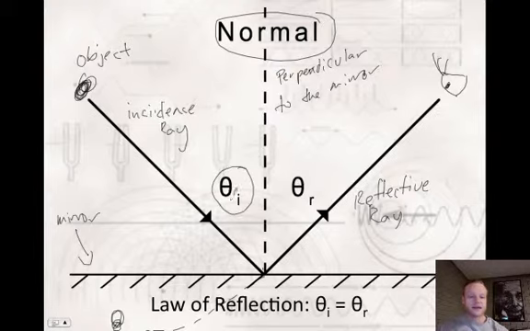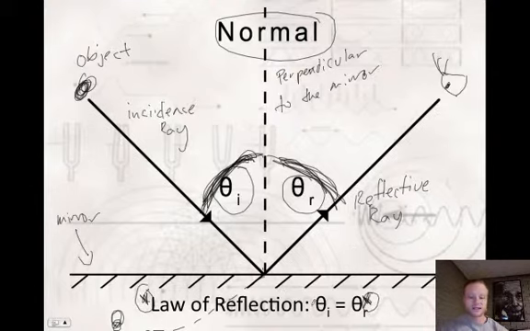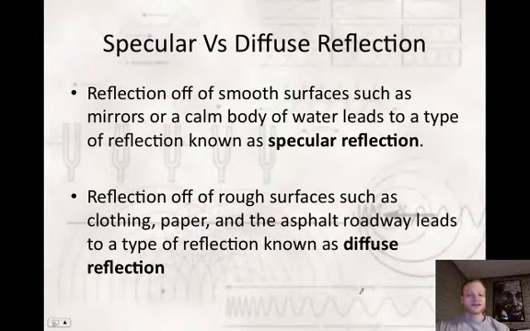Theta I stands for the angle of incidence. This angle right here is the angle of incidence, and it is going to equal this angle over here, the angle of reflection. You can see the law of reflection down here on the bottom. Basically, it says that the angle of incidence equals the angle of reflection. Nothing too ridiculously hard to remember, but it does involve a little bit of drawing and thinking. So that's the law of reflection.